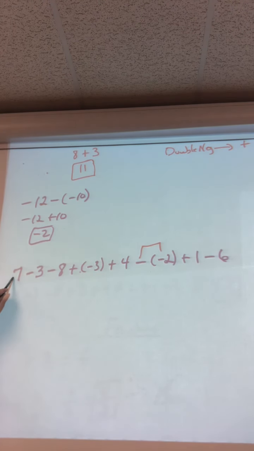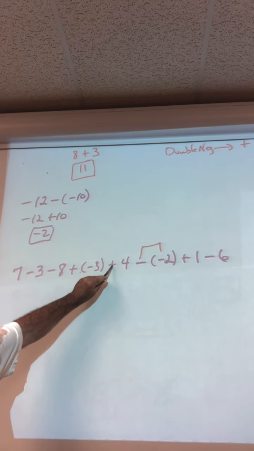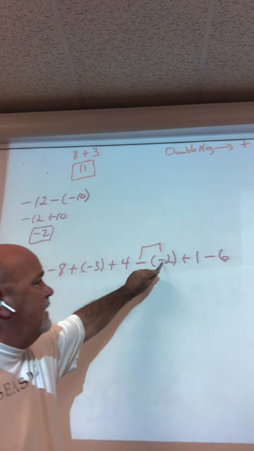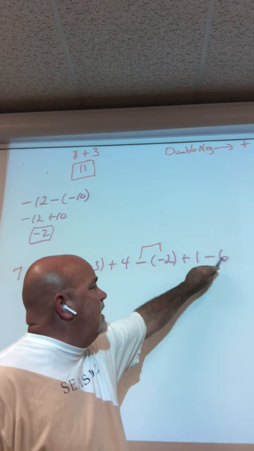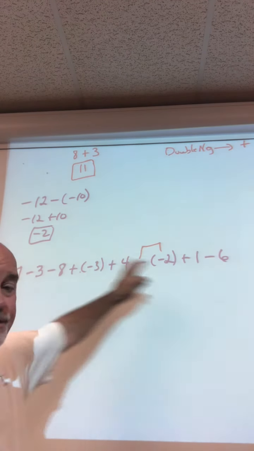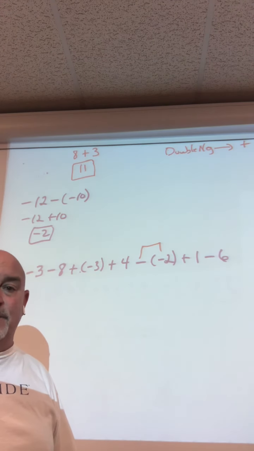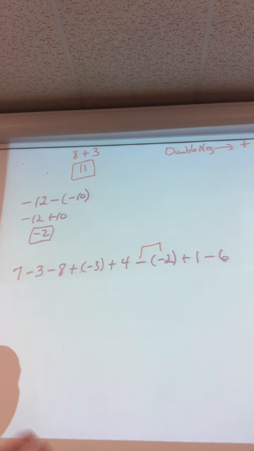So let's suppose I have 7 minus 3 minus 8 plus a negative 3 plus 4 minus a negative 2 plus 1 minus 6. The first thing I would do, this is all adding and subtracting. Notice when I read that, you didn't hear me use the word times anywhere. Everything you heard was pluses and minuses. So there's no multiplying in this problem at all.